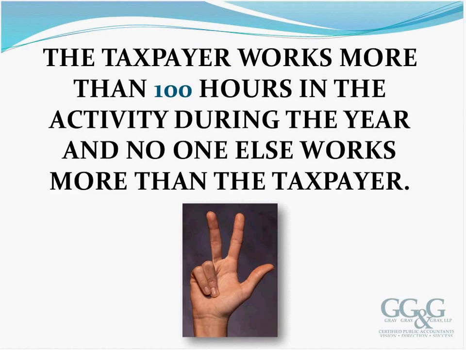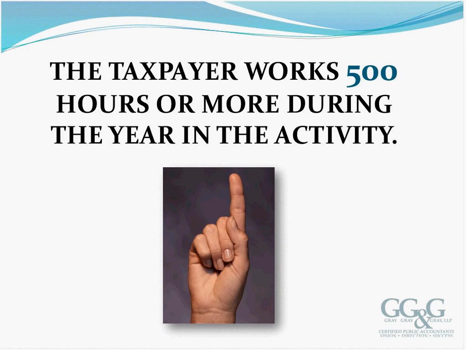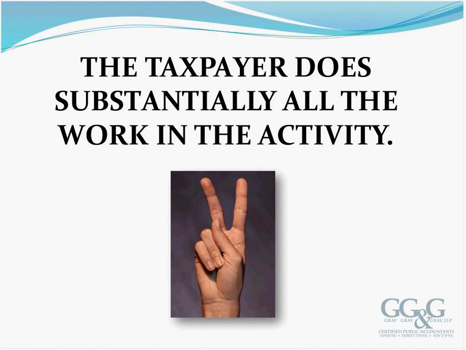All right, because this far and away is the one that we see the most, which is the taxpayer works 100 hours or more during the year. That's the first one that we see as being most important. The second one we see is that the taxpayer does substantially all of the activity in the situation.